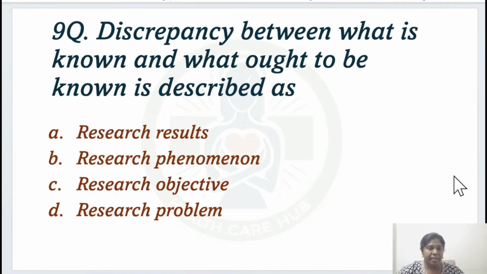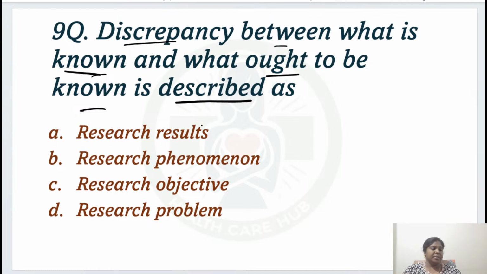Okay. 9th question. Discrepancy between what is known and what ought to be known is described as what? Discrepancy between what is known and what ought to be known, what is this described as?